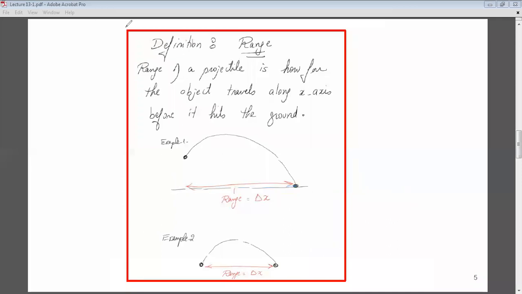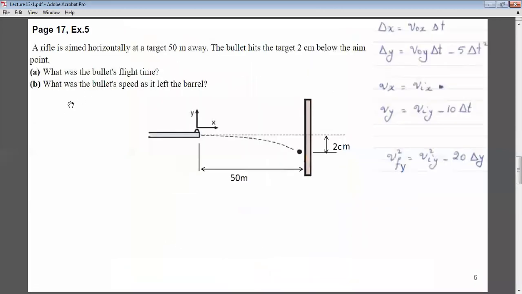Okay, now I think we are ready to do 2 small exercises. A rifle is aimed horizontally at a target 50 meters away. So what is this 50 meters? This is delta x equal 50 meters. This is here the range actually, because it's from where it was hit till where it reached. This is the range.